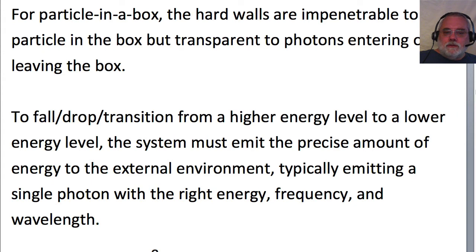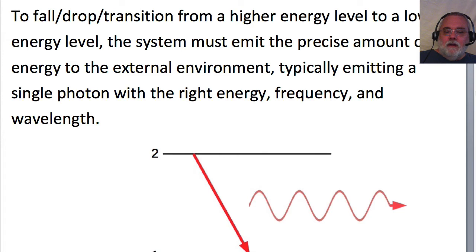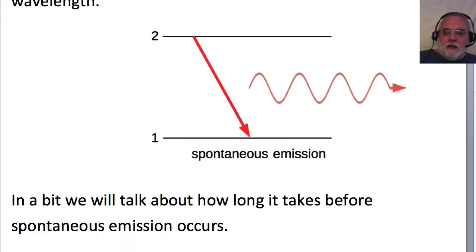To fall or drop or transition from a higher energy level to a lower energy level, the system must emit the precise amount of energy to the external environment, typically emitting a single photon with the right energy, frequency, and wavelength. So the system starts with energy 2, it emits the right energy of photons, and it drops to level 1, and this is called spontaneous emission. In a bit, we will talk about how long it takes before spontaneous emission occurs.